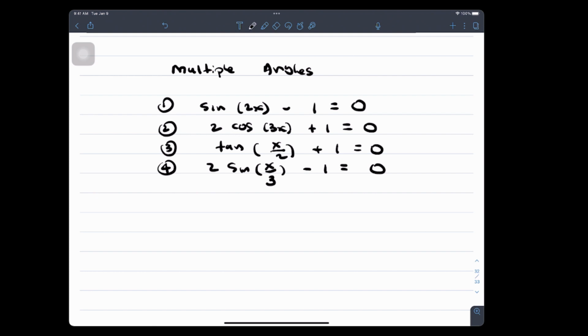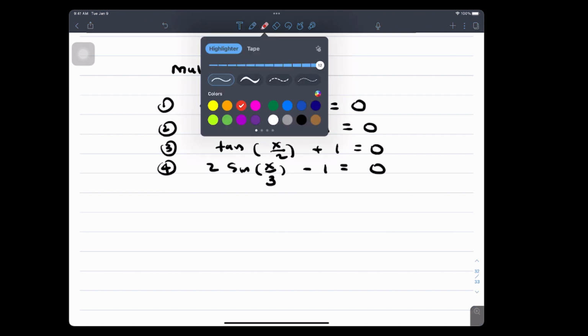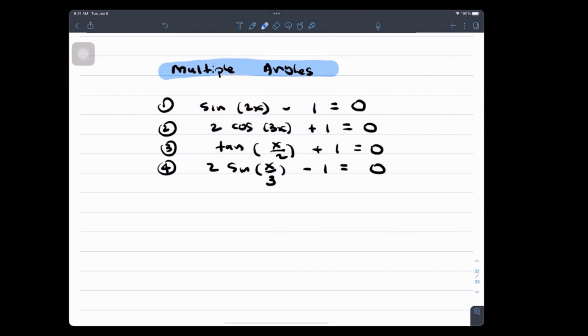So good morning to all of you. And we do have our audio. And we're going to solve trig equations now with multiple angles. You might say multiple angles. Yes, multiple angles.